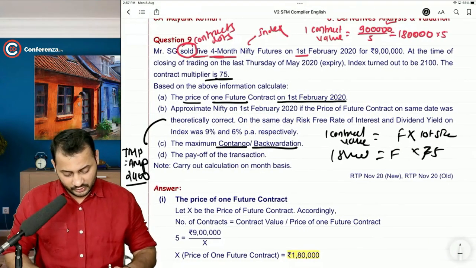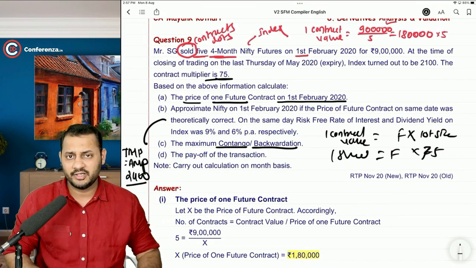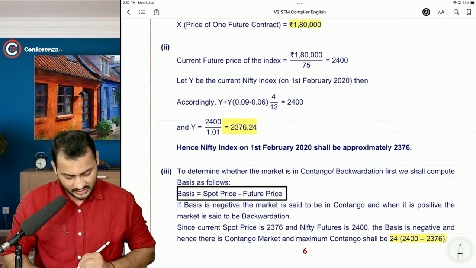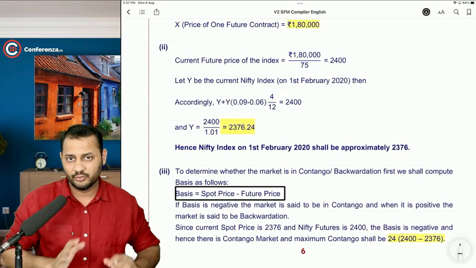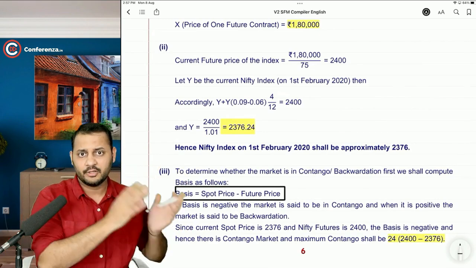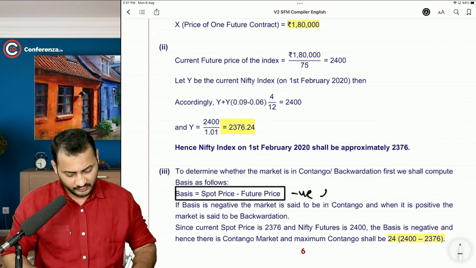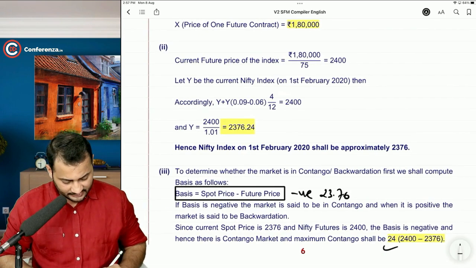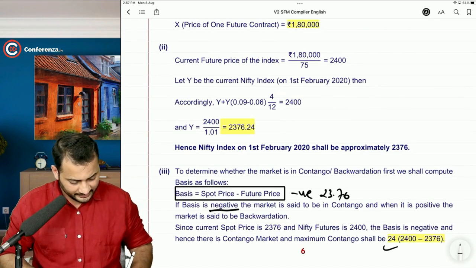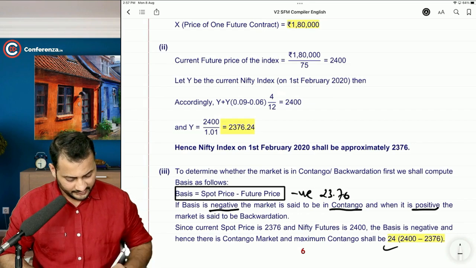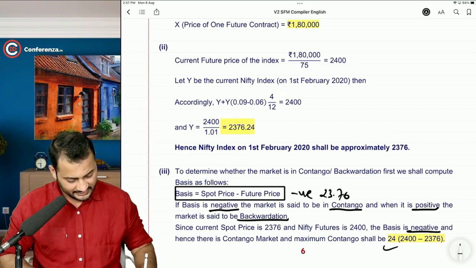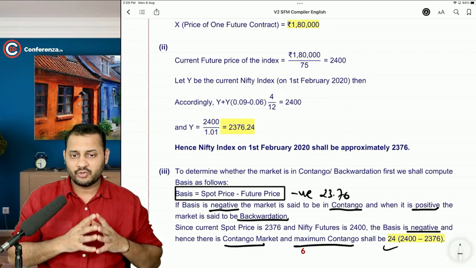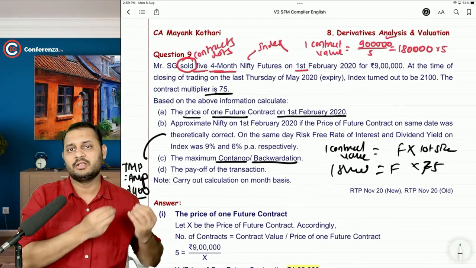So you need to be very careful in this concept because this concept is playing with our mind. Okay, now the question says the maximum contango and the backwardation. See, first of all, you need to understand that we have to calculate the basis. This basis is nothing but the spot price minus the futures price at any point of time. Today, the basis is negative by 23 rupees 76 paisa, almost 24, right? If basis is, see, understand, if basis is negative, the market is said to be contango. When it is positive, it is said to be backwardation. In this case, the basis is negative, we will call it as a contango, and the maximum contango is nothing but 24.